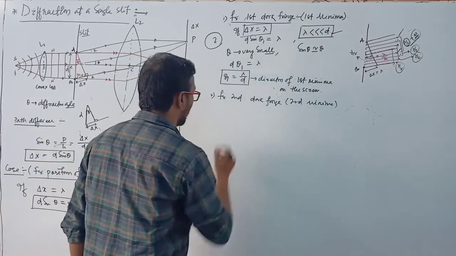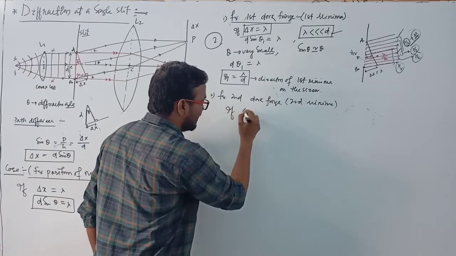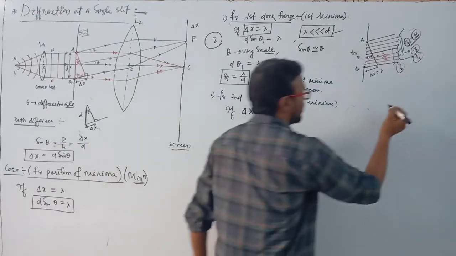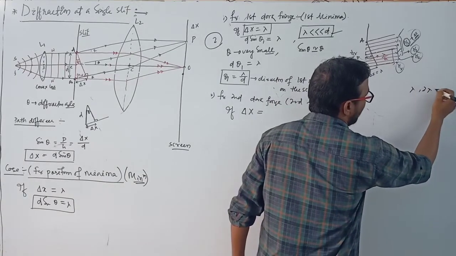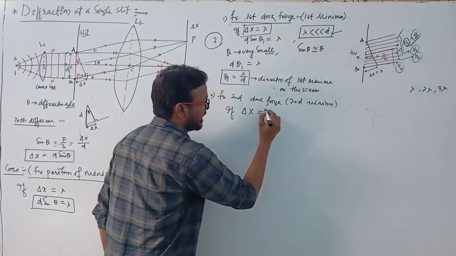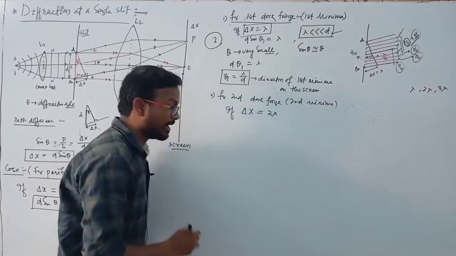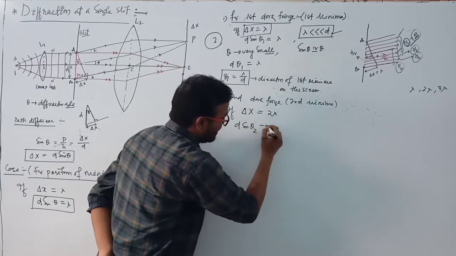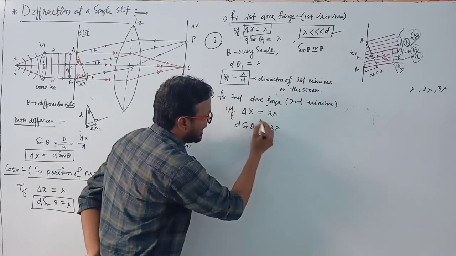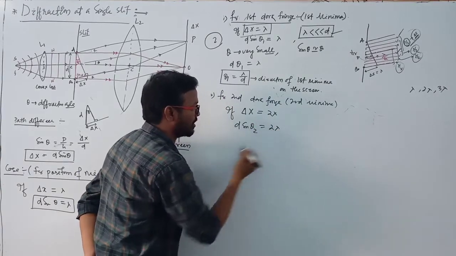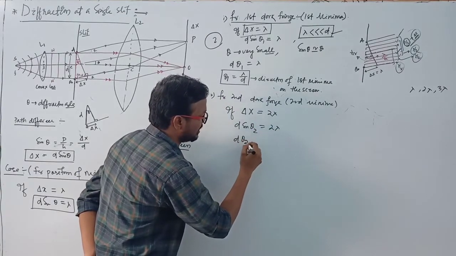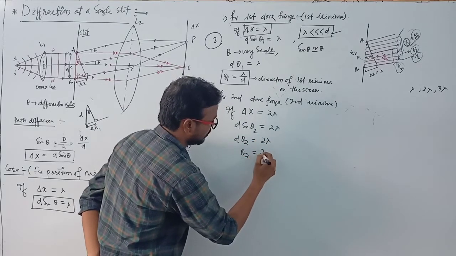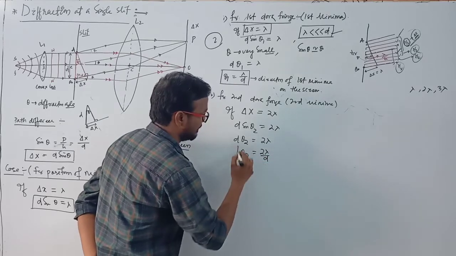Similarly, suppose the path difference between the two waves is, because here we have lambda, 2 lambda, 3 lambda, so we have to take here 2 lambda. If 2 lambda, then we can write d sin theta 2 equal to 2 lambda, and theta 2 is very small, so we can write sin theta 2 equal to theta 2. So d theta 2 equal to 2 lambda and theta 2 equal to 2 lambda by d.